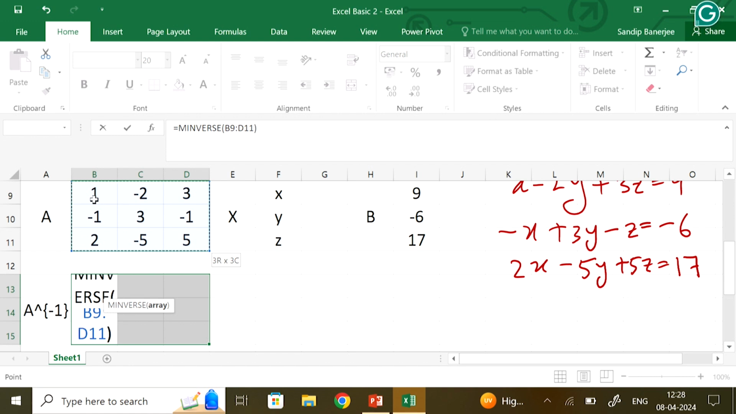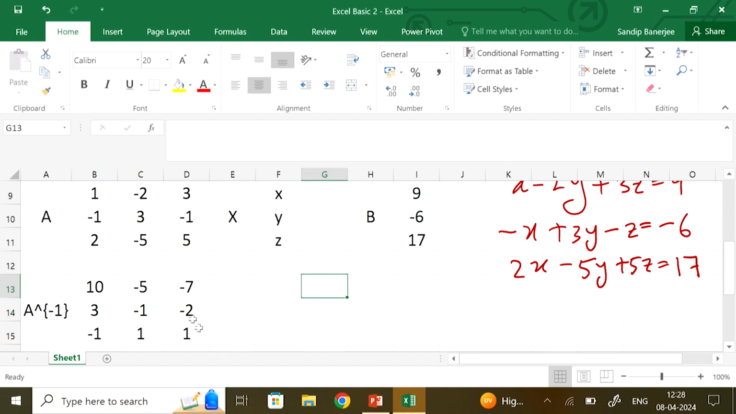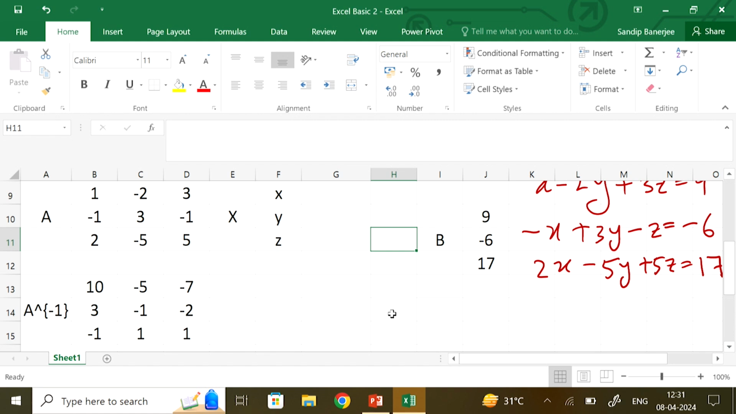Close it with the parenthesis. Now, to get the answer, press Control Shift at the same time and then press enter, and you get the value of A inverse. Okay, so once I get this A inverse, now I have to find the values of x, y, z, which will be A inverse B.